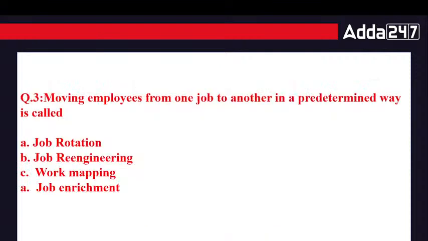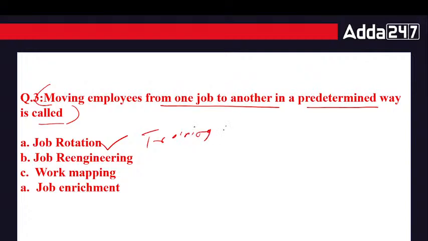Okay. So the third question is, moving an employee from one job to another in a predetermined way is called: job rotation, job re-engineering, work mapping or job enrichment. If you are moving one employee from one job to another, that is called job rotation, and it can be part of training, and it can even be part of the induction process as well.